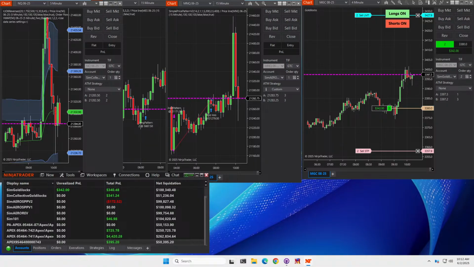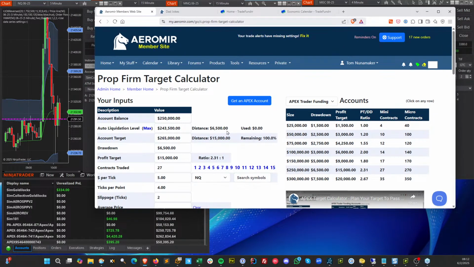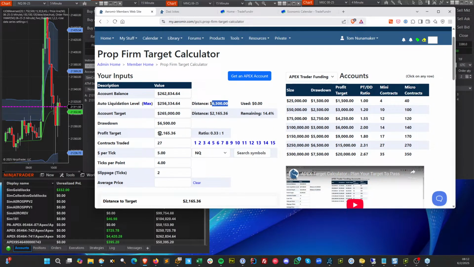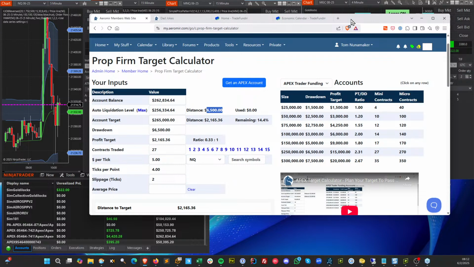So if I go back to my prop firm trader or target thing, I'm now at 262,834. And this is free to use, anyone can use it. And looks like it hit my target. Yes, I'm at my max drawdown. So I got $2,100 to go to pass. I'm at 12,800. I need to hit 15. So we're getting there. So right now it's basically 3-1 here.